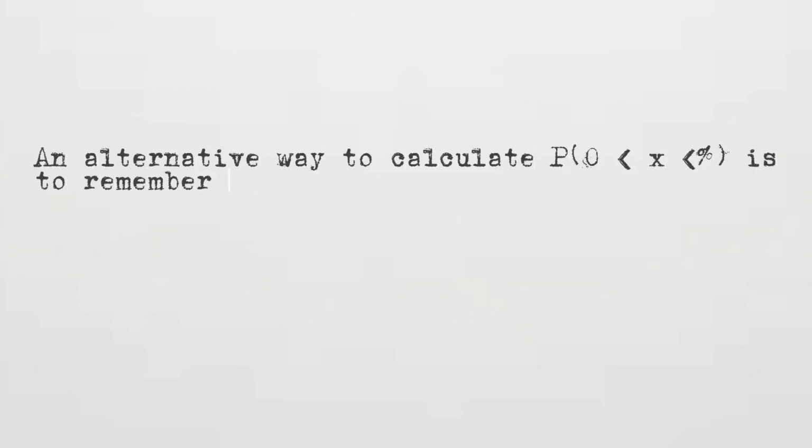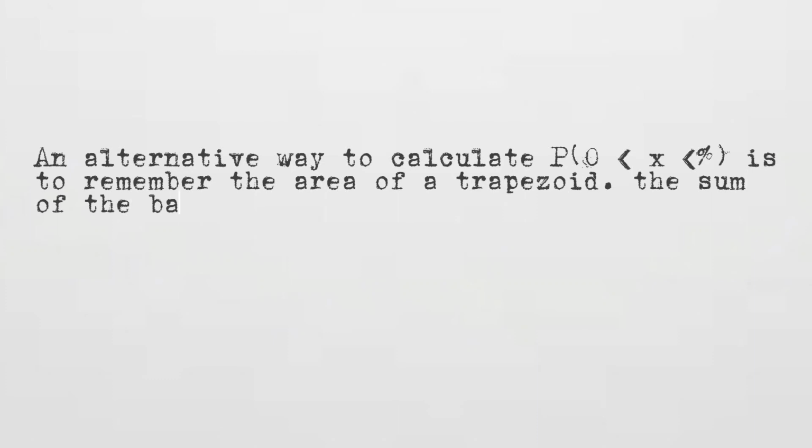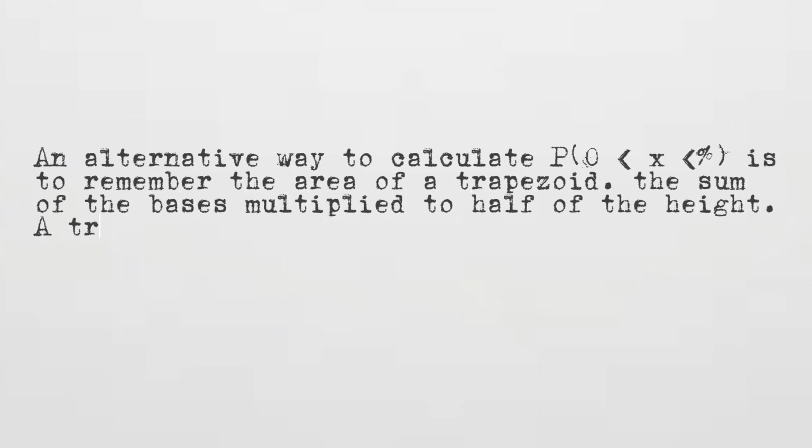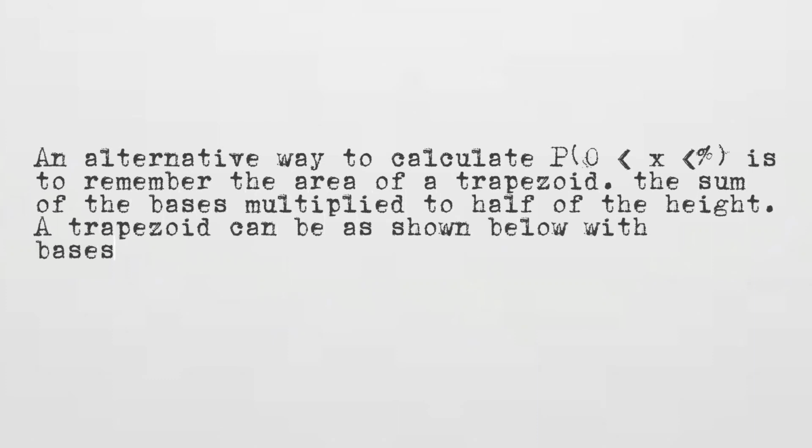An alternative way to compute P(0 < x < 1.5) is to recall the area of the trapezoid: the sum of the bases multiplied by half of the height. A trapezoid can be formed as shown below, with bases 1 and 1.5 and a height of 1.5.